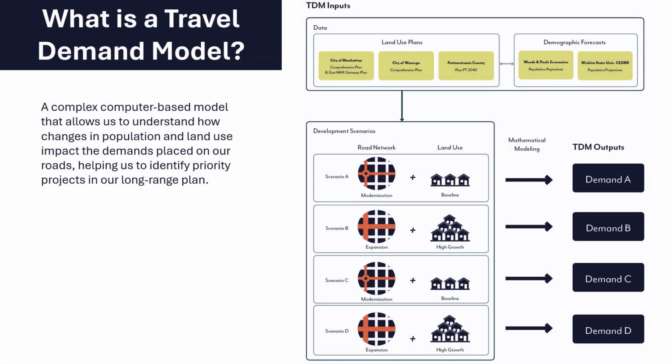The travel demand model is one of the tools we use to forecast which roadways may have congestion in future years. The model allows us to understand how changes in population and land use impact the demands placed on our roads, helping us to identify priority projects in our long-range plan.